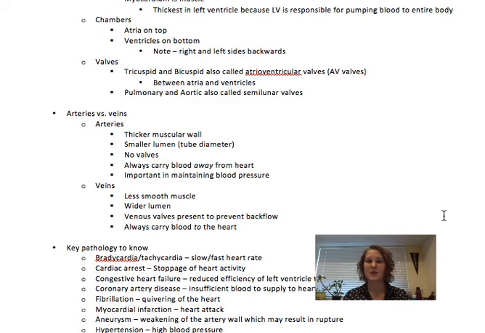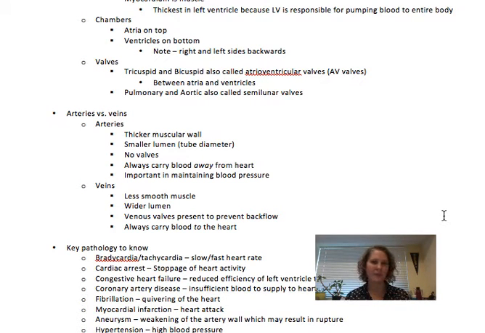We have the tricuspid and bicuspid valve, which are also called the atrioventricular valves. You should know that. They are AV valves because they're between the atria and the ventricles. Also, the pulmonary and aortic valves are known as semi-lunar valves. They must look somehow like a moon, which is why they got their name.